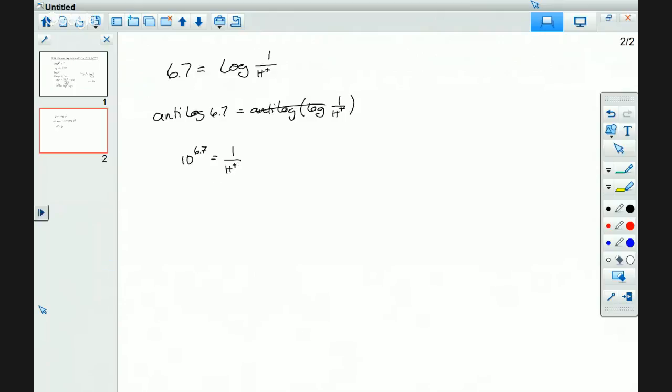Is that right? I think so. Now we can solve this equation. And there you go.